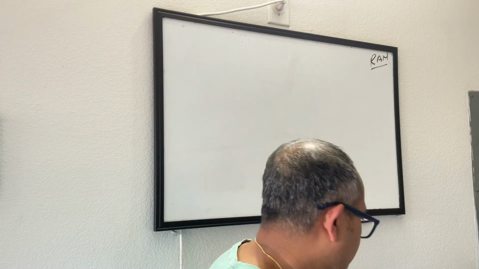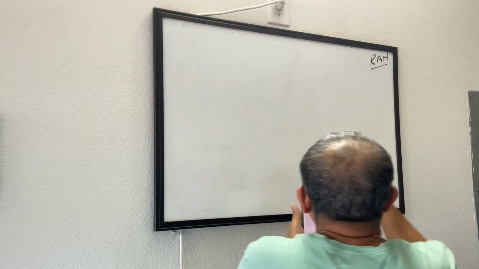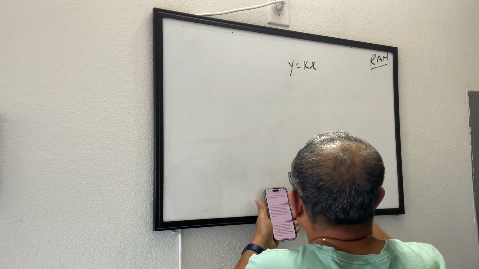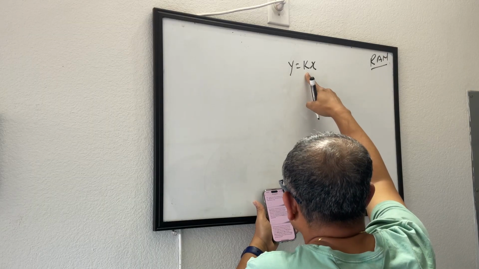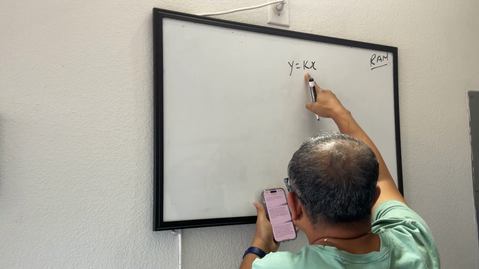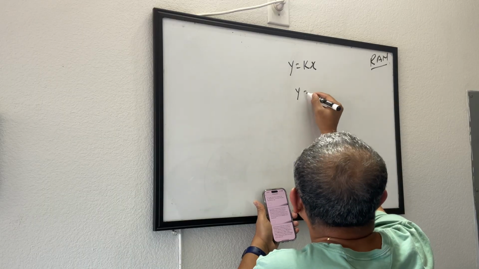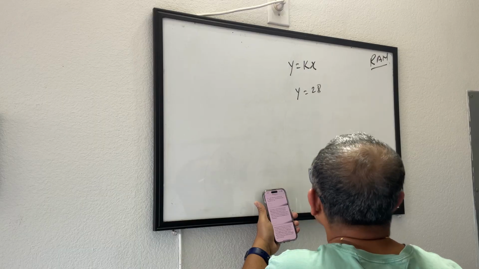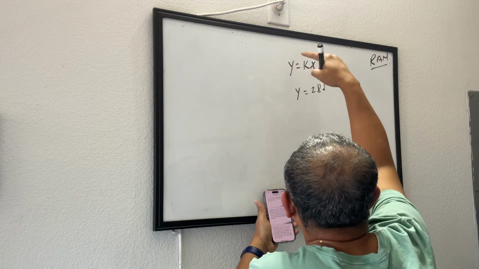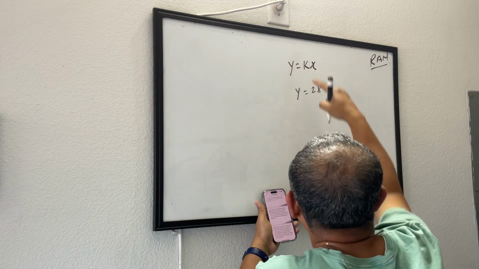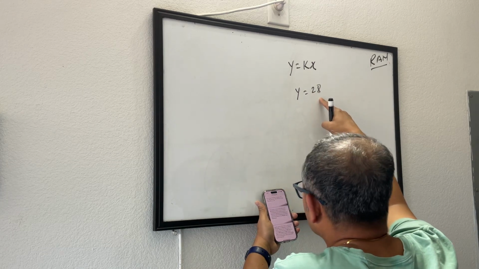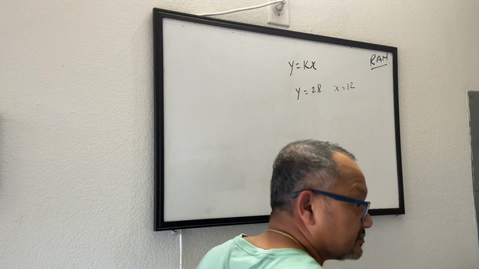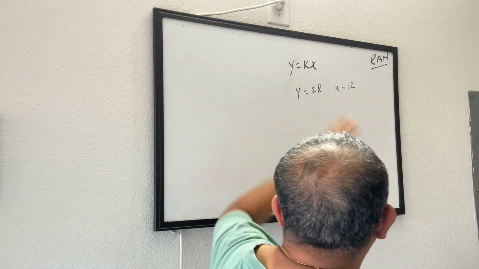Let me read it properly. If y equals kx, this is what is given, where k is a constant and y equals 28. Okay, here it says y equal to kx, k is a constant, and when y is 28, x equal to 12. This is the equation given to us.